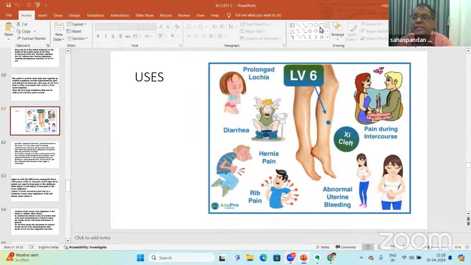See this point. This is the perfect location of the point. So you will get this PPT. You can study.